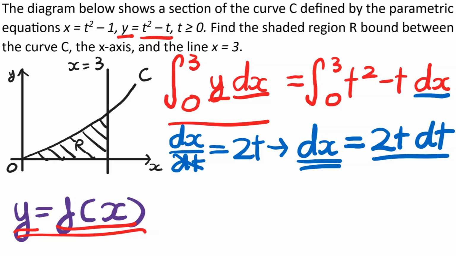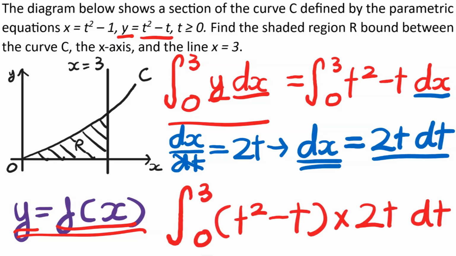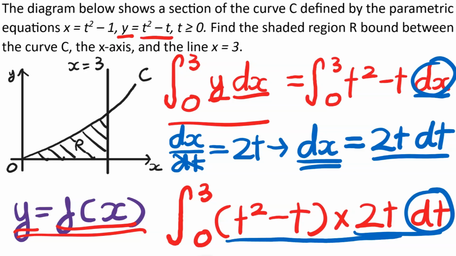So this becomes the integral between 0 and 3 of this t squared minus t multiplied by, instead of dx here, this 2t dt. And this is useful to us because this is now a dt and all of these are now t terms. So we've solved the first problem.